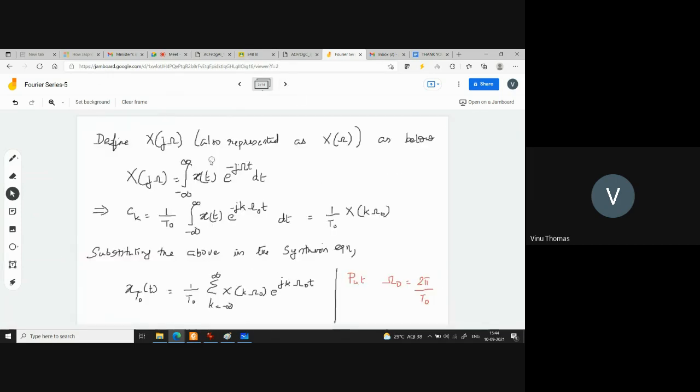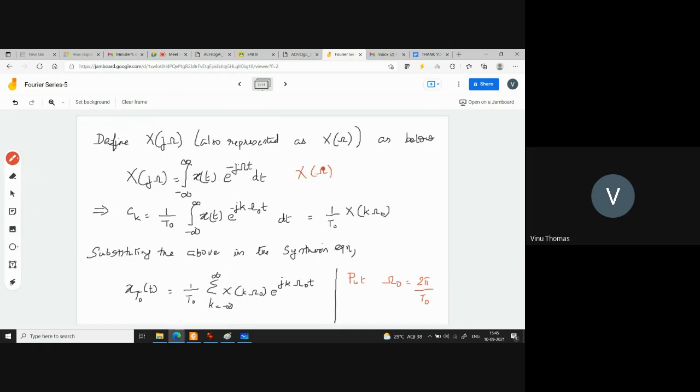Now, what we will do is define X of j omega. X of j omega is also sometimes represented as X of omega. We will give a suitable name to X of j omega or X of omega later. But for the time being, we will define X of j omega as equal to the integral from minus infinity to plus infinity of x of t e raised to minus j omega t dt, which can also be represented as X of omega.